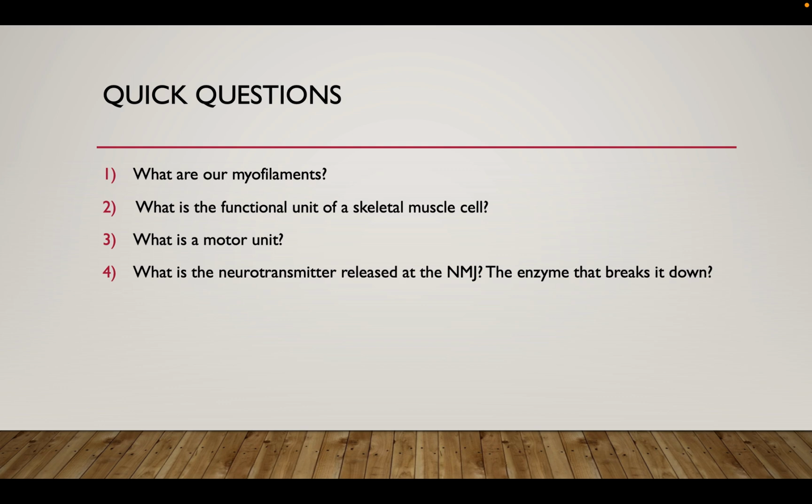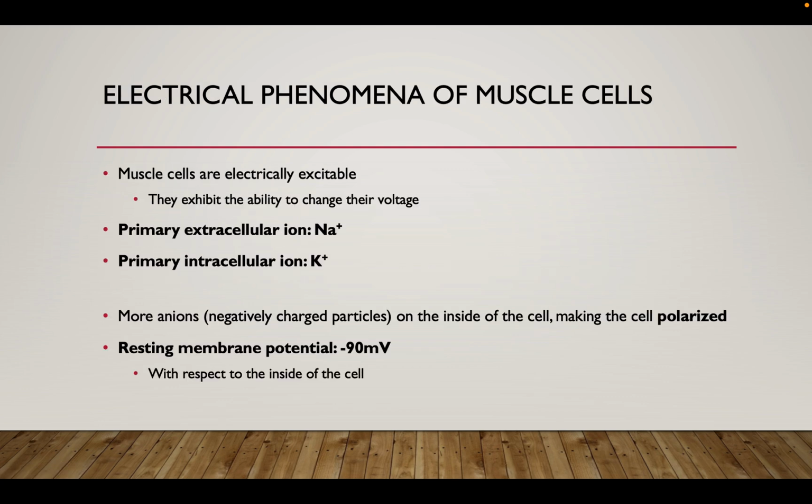And what neurotransmitter is released at our neuromuscular junction, and what's the enzyme that breaks it down? The neurotransmitter is acetylcholine. Remember, it's released from those vesicles across the synaptic cleft. And the enzyme that breaks it down is the acetylcholinesterase enzyme. So we will talk briefly about the electrical potential, the electrical capabilities of muscle cells, and then we'll begin to get into the actual muscle contraction steps.